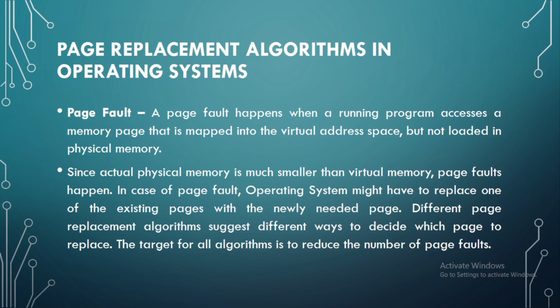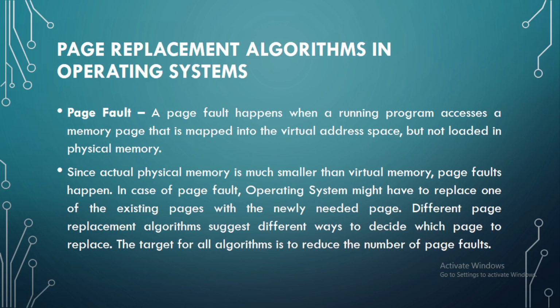A page fault happens when a running program accesses a memory page that is mapped into the virtual address space but not loaded in physical memory. Since actual physical memory is much smaller than virtual memory, page faults happen. In case of a page fault, the operating system might have to replace one of the existing pages with the newly needed page. Different page replacement algorithms suggest different ways to decide which page to replace. The target for all algorithms is to reduce the number of page faults.